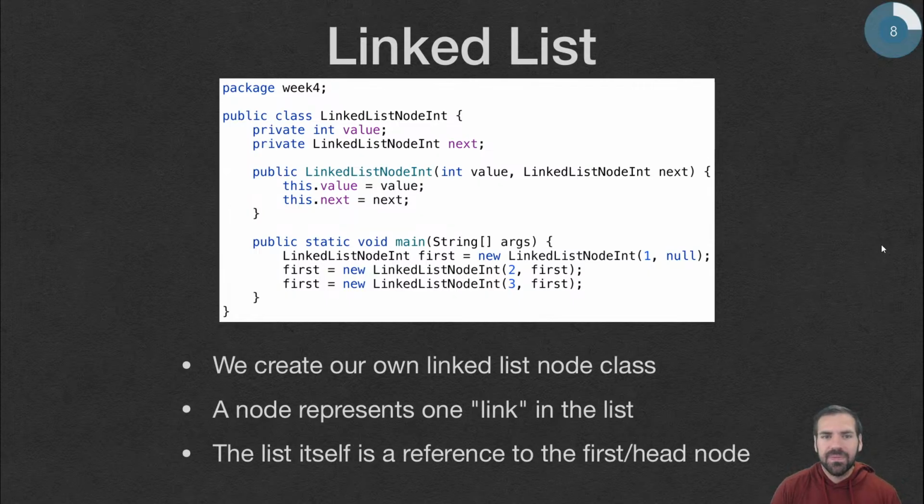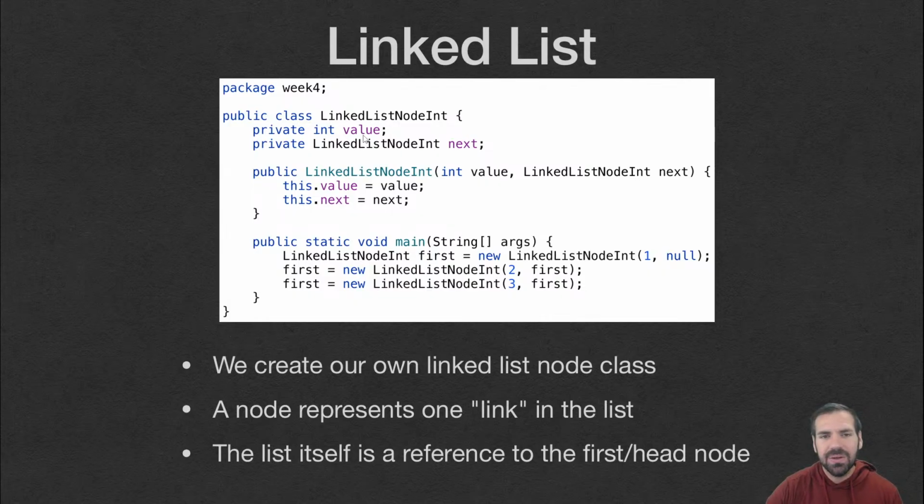And here's the code for a linked list node. So I mentioned that we'll have objects on the heap. We'll have the linked list node class. Here it is, linked list node int. So this linked list can only store ints, and we're not going to create any linked list class. We're only going to have linked list nodes and use those to represent our linked list.